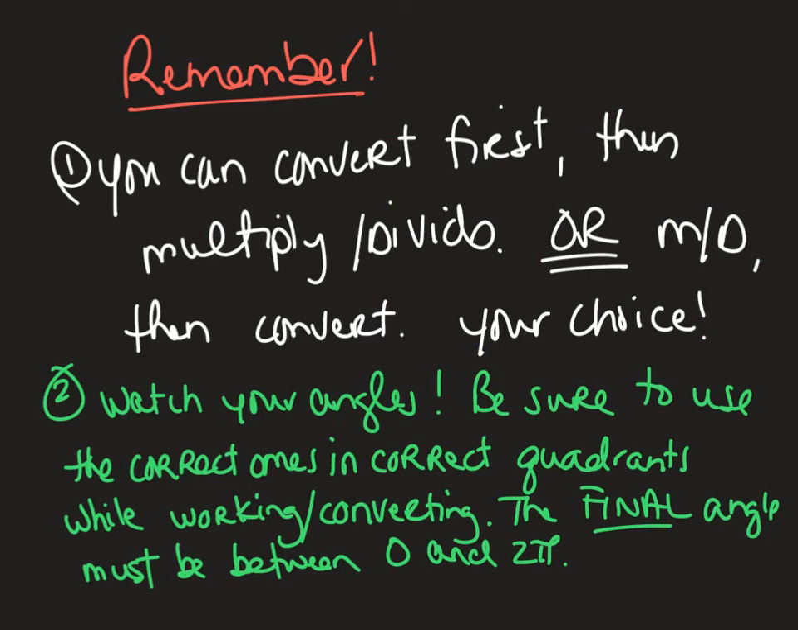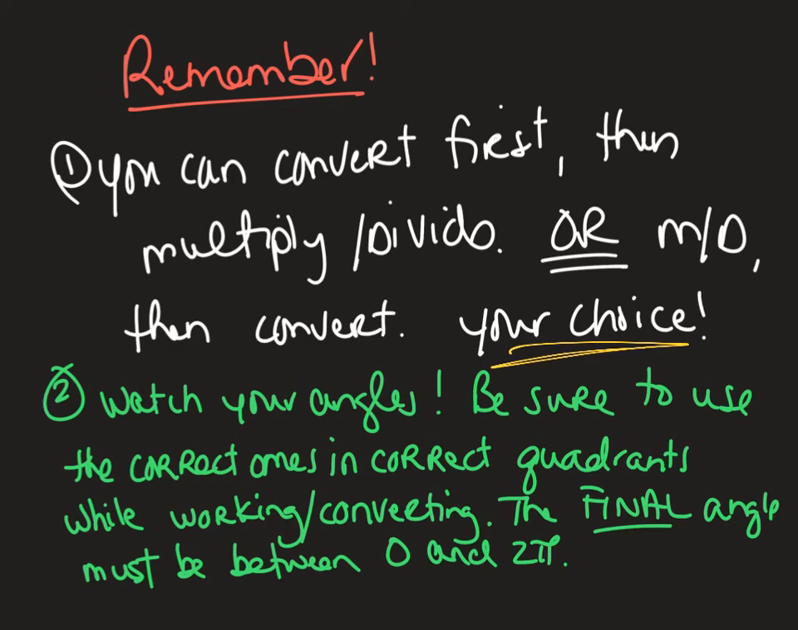You can convert first and then multiply or divide, or multiply, divide, and then convert. It is 100% your choice. Now, honestly, sometimes it's just easier and faster to multiply or divide first, because then you only have to worry about converting one, the already product or quotient into polar form, and that's fine. I don't know, sometimes I think I always just do one way or the other, but I don't. It's just random with me.